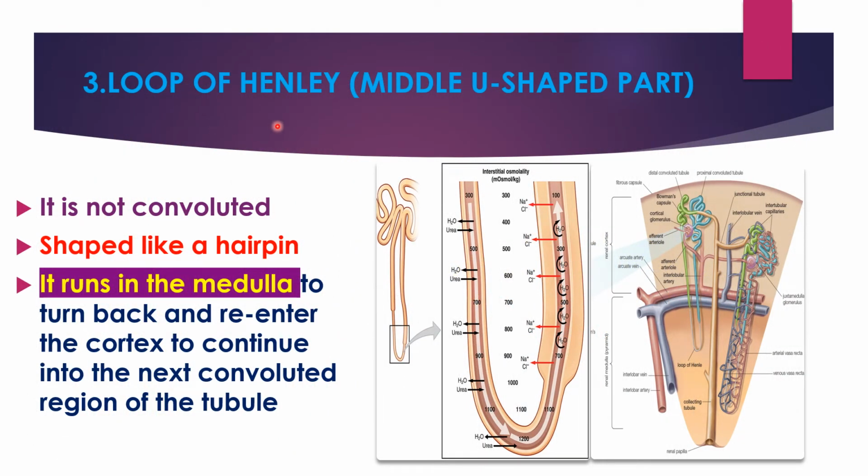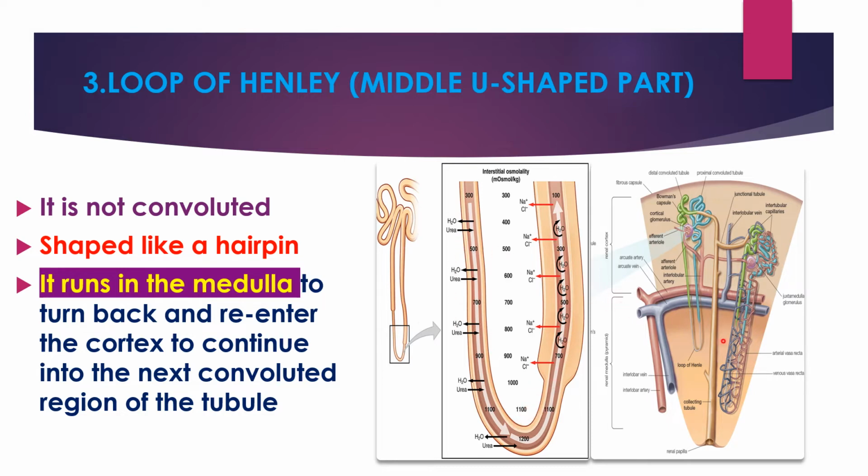Loop of Henle is another part of the nephron. Here you can see in this picture a U-shaped structure. This U-shaped structure we call the loop of Henle. What are the specialities of this loop of Henle? It has no foldings, it is not convoluted. It is shaped like a hairpin.